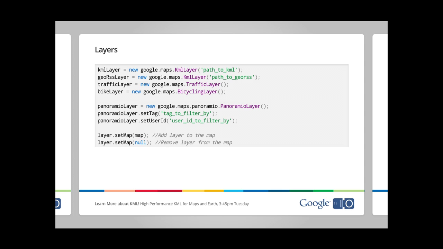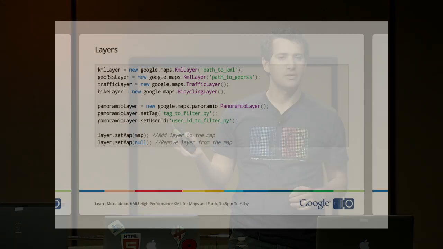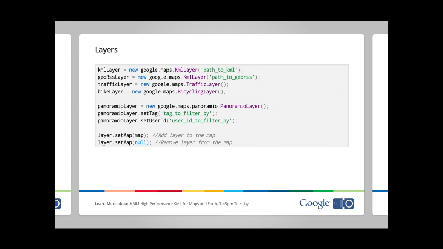It's very easy to instantiate them. For both KML and RSS, I use the google.maps.KmlLayer. It understands both formats. And I pass in the path to that file or that service that's returning either KML or GeoRSS. Traffic layer, bike layer and Panoramio layer, I just instantiate. And then for the Panoramio layer, if I want to filter by a user or by a tag, I just call PanoramioLayer.setTag or .setUserId to filter by those.